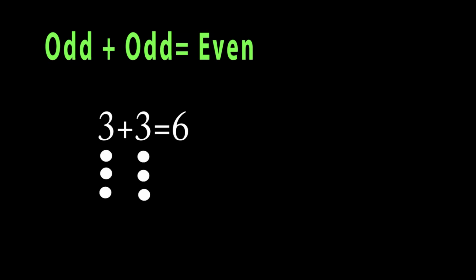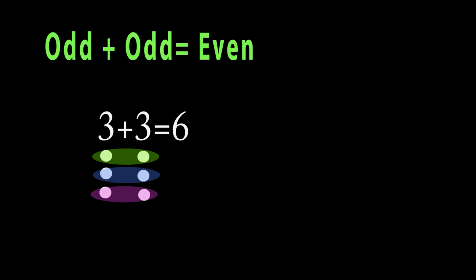Another interesting thing to mention is that if you add two odd numbers, their sum will always be even. Here's why. Look at 3 plus 3. If you add these two numbers, each number has a pair. It can pair up or group up with another one to make a group of 2. If you can have all groups of 2, you have a multiple of 2, which makes it even.